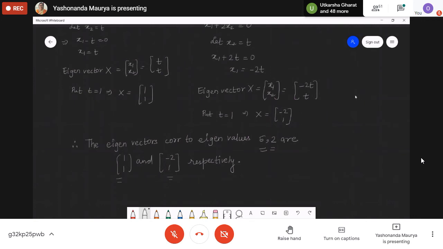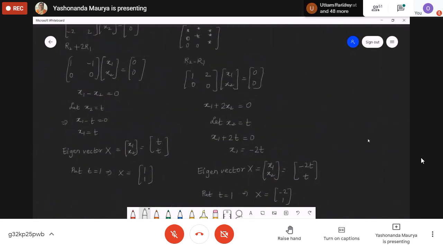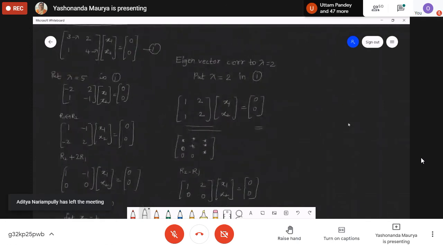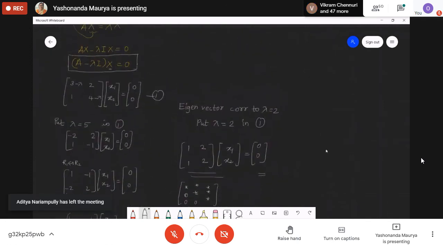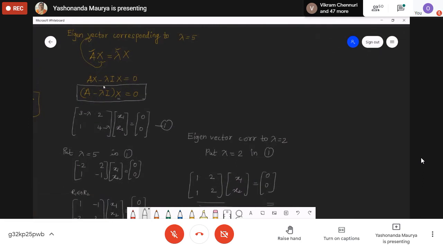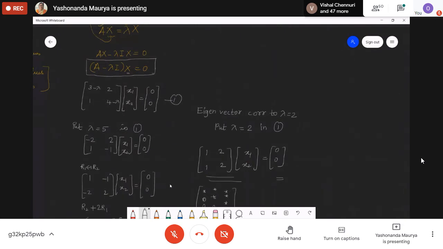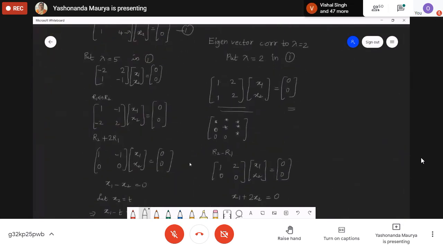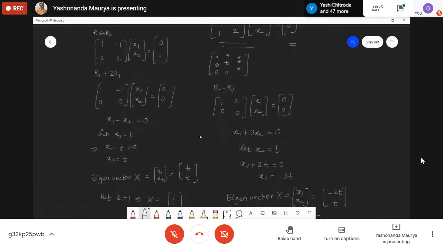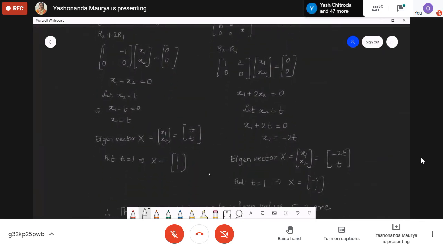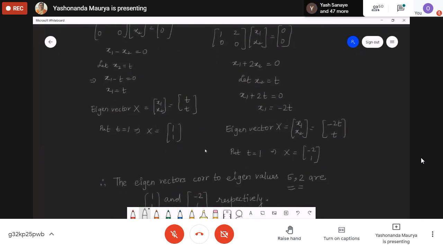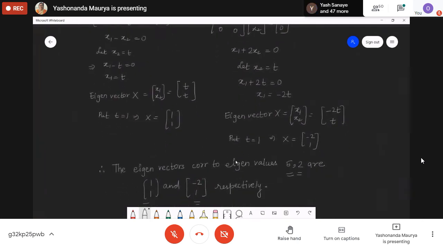Any doubts over here? Calculation of eigenvectors is the most important part. From here we started. This is the equation we are trying to solve. We substituted the value here, and then we substituted the lambda values one by one and solved the system of equations. Is this fine?